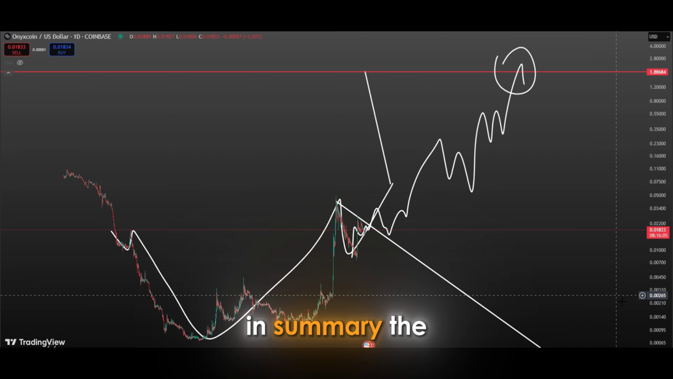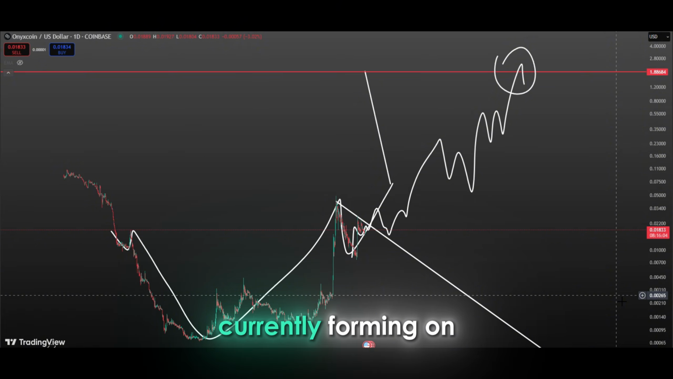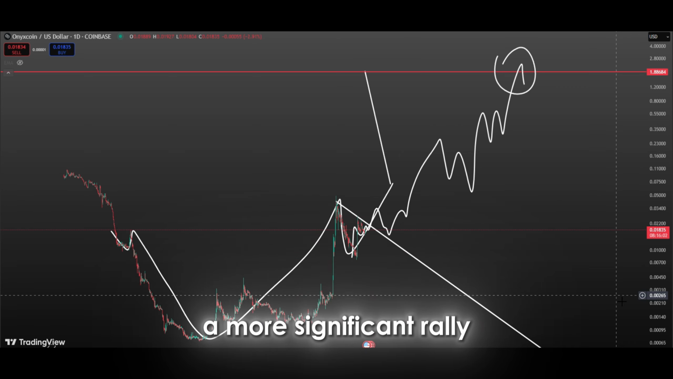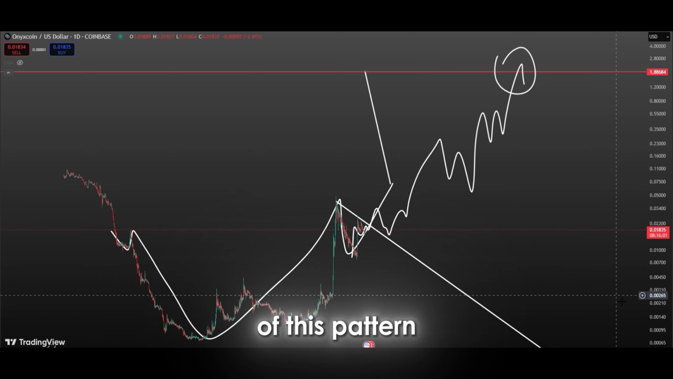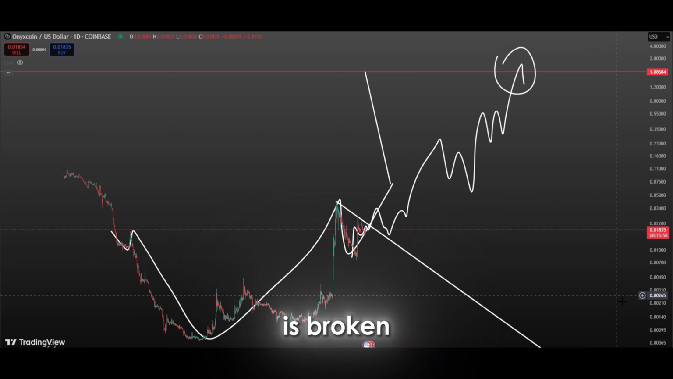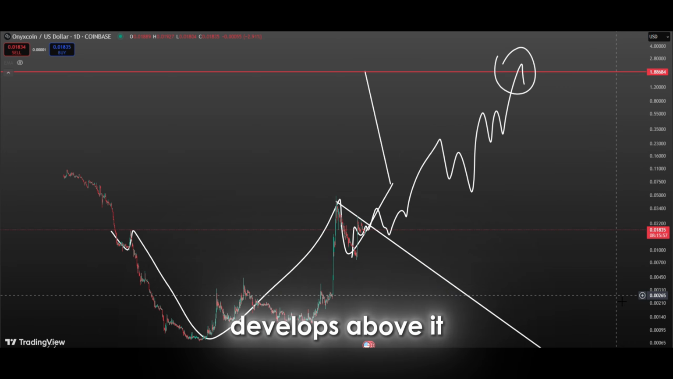In summary, the inverse head and shoulders pattern currently forming on the chart suggests that the price is in the process of reversing and could be the beginning of a more significant rally. With the completion of this pattern, the price is expected to reach its target, offering a favorable opportunity for investors. If the neckline is broken and positive momentum develops above it, a rise toward $2 becomes a very likely scenario.